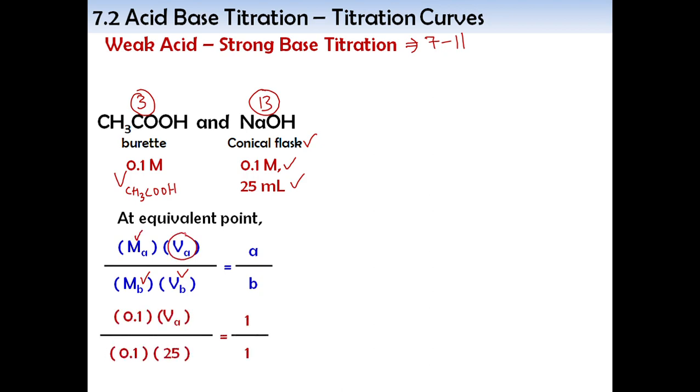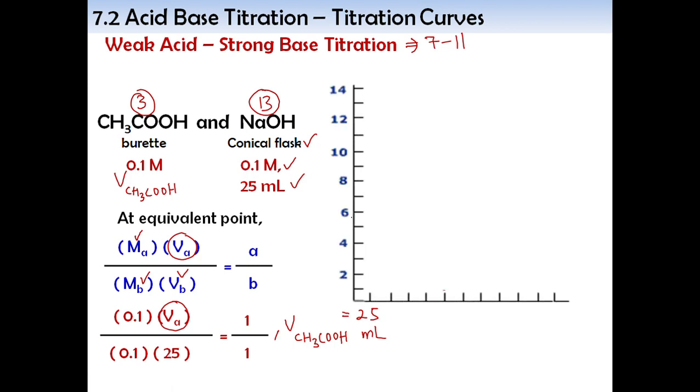So, substitute into the formula. So, tekan calculator sampai you dapat volume of acid, which is volume for CH3COOH. So, supposedly you dapat berapa dekat sini? 25 ml. So, bila dah ada ke semua value ini, baru lukis y-axis dan x-axis.